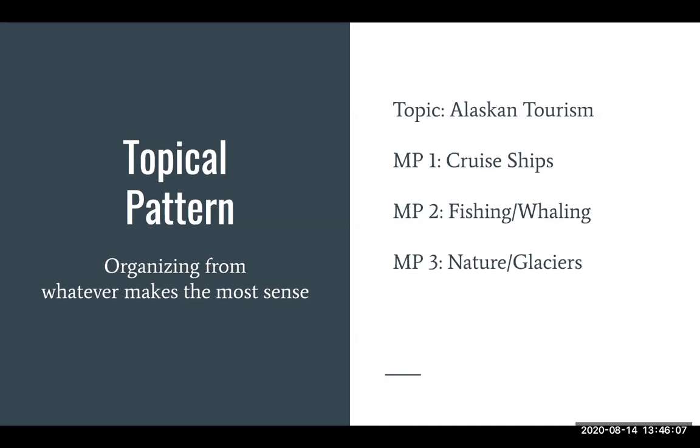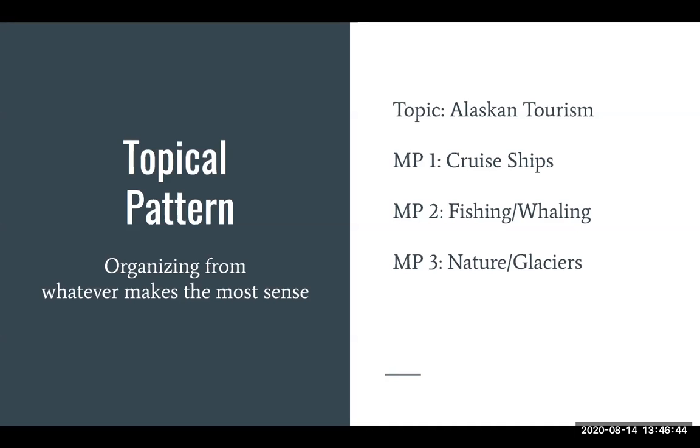So if our topic is Alaskan tourism, maybe with main point 1, we're talking about cruise ships and how before there was a health pandemic, cruise ships would come up to Alaska, particularly in the summers where the weather is a lot more mild. And that brings in a lot of tourism to the state of Alaska. Then main point 2, maybe you want to talk about the fishing and whaling industries and how people come visit Alaska for that as well.